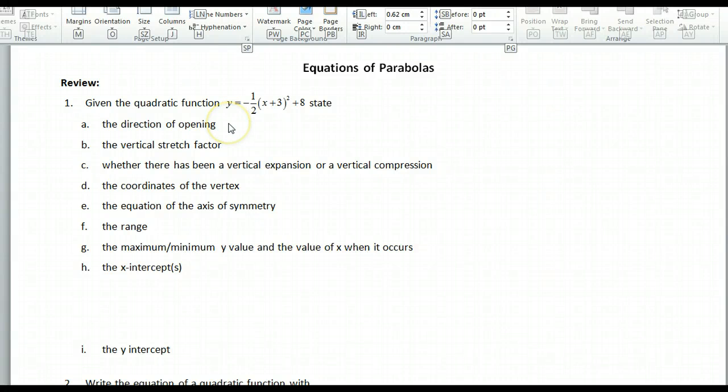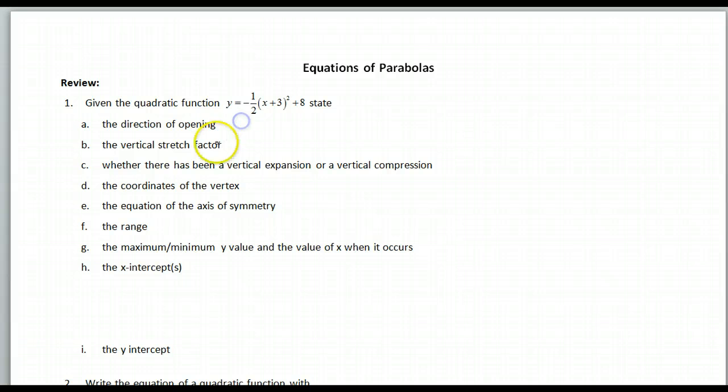This is the worksheet on equations of parabolas. Given the quadratic function y equals -1/2 (x plus 3) quantity squared plus 8, state the direction of opening. Our negative sign in front means that we will be opening down.